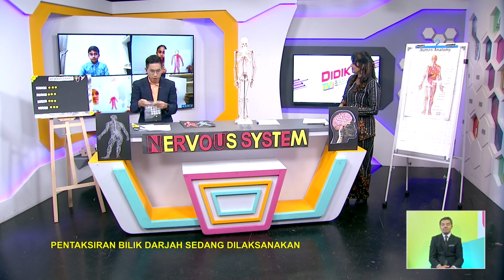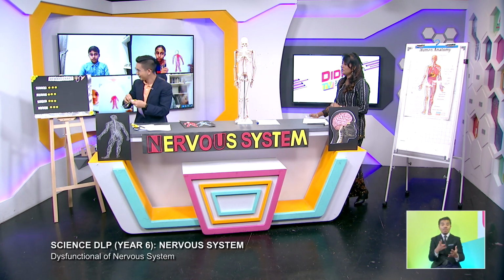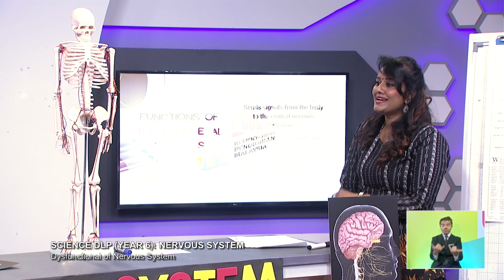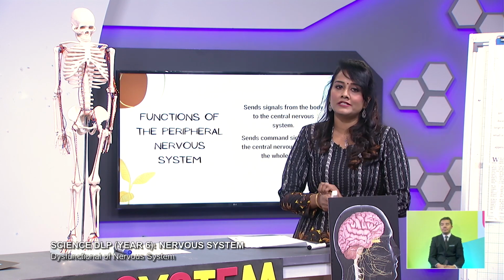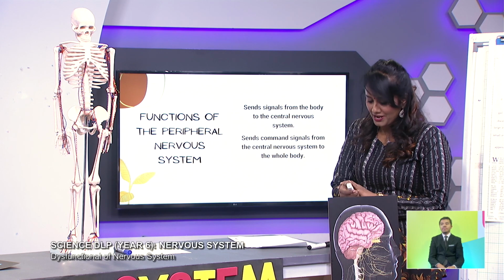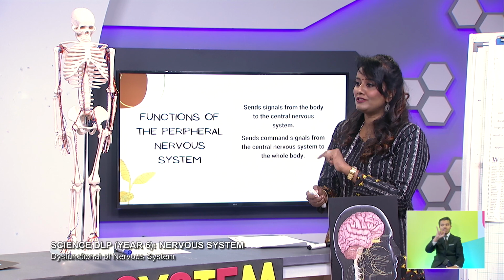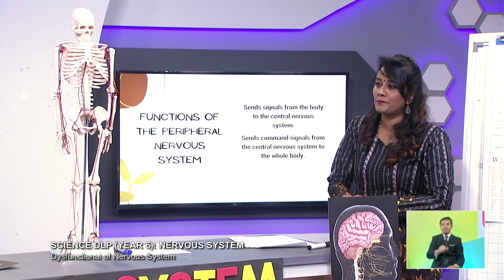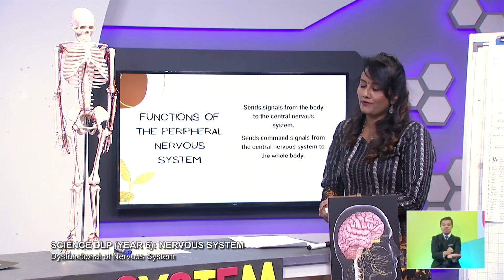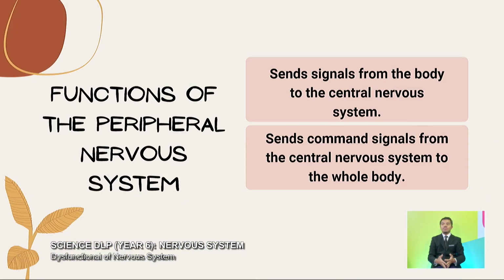Okay, so teacher, what are we going to be doing next in this segment? Yeah, after this we are going to learn about the function of the peripheral nervous system. Not the central nervous system, right? The functions about central. Right. And so now it's functions of the peripheral nervous system. In this function we can learn that the peripheral nervous system sends signals from the body to the central nervous system, and sends command signals from the central nervous system to the whole body. Yeah, this is the function of the peripheral nervous system.